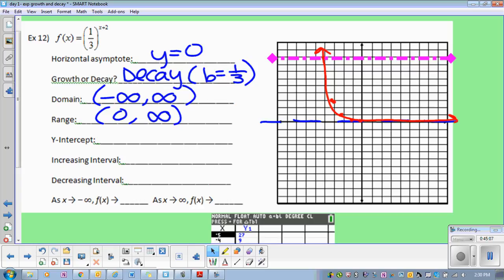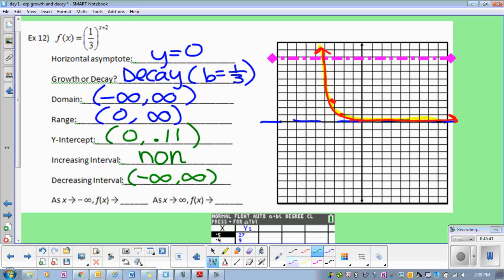Okay? So what is your y-intercept? 0.11, right? Now, is this graph increasing or decreasing? Did you start from the left? It's decreasing. It's going down. So it's decreasing from negative infinity to infinity, and so it is not increasing anywhere.